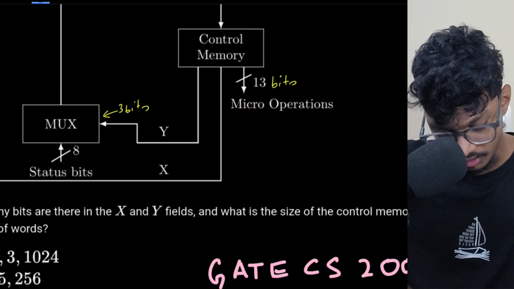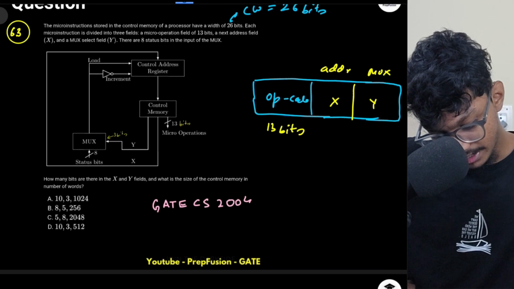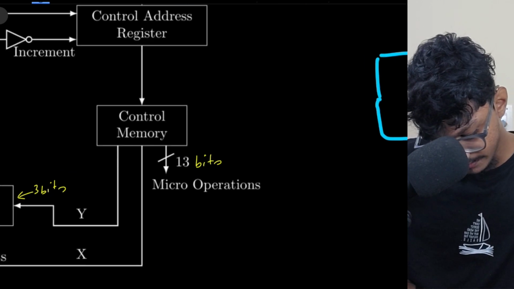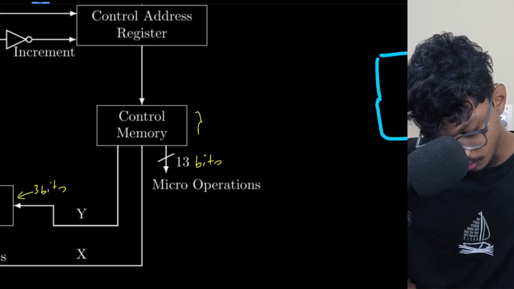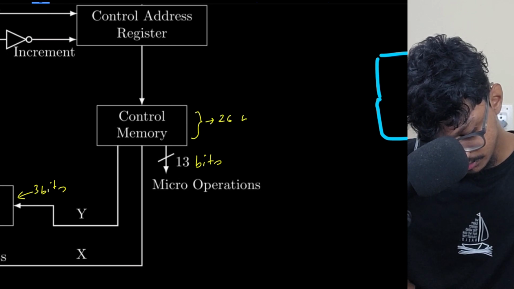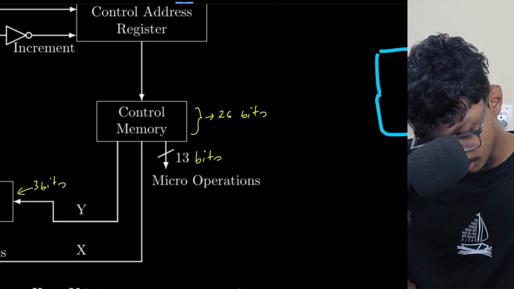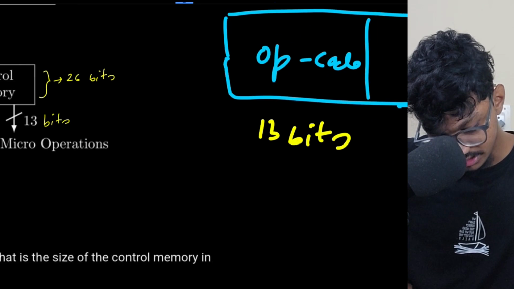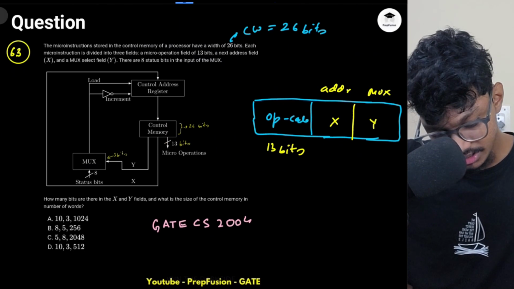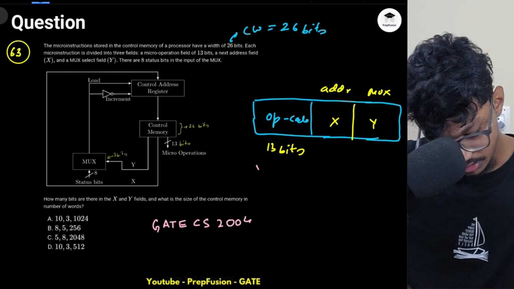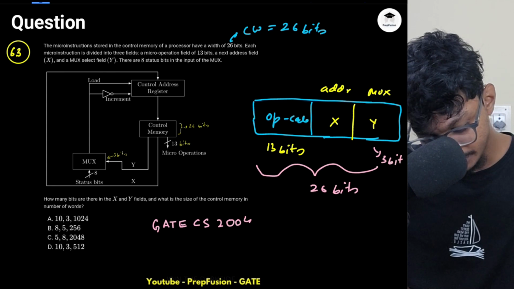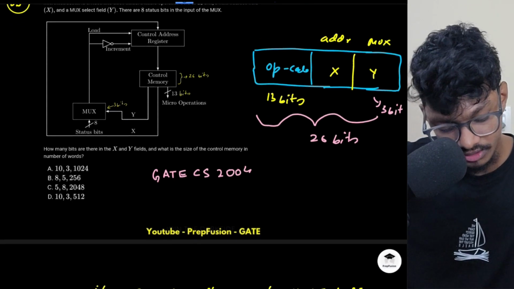Each micro operation opcode length is 13 bits. And they have told me that the control word width is 26 bits. So this whole thing is 26 bits, out of which 13 bits is opcode and 3 bits is mux select. So what will be the remaining one? It's very simple, right? It will be only 10 bits.